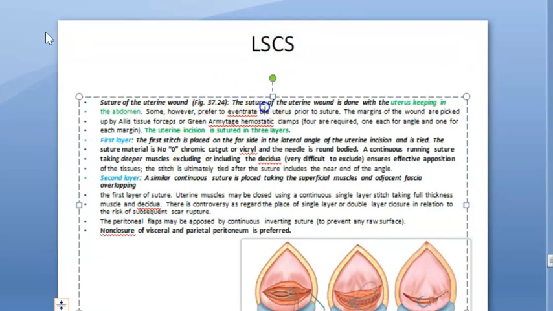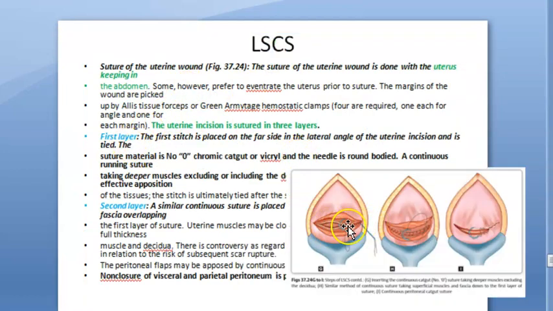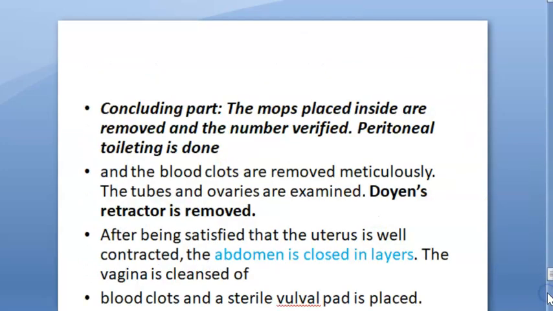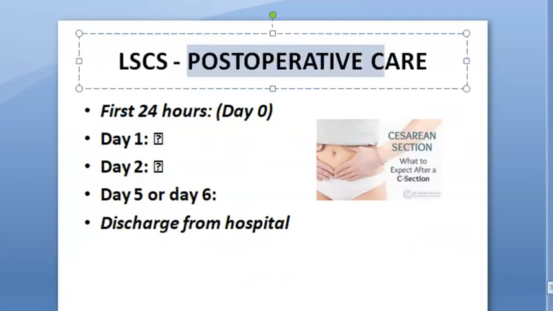You will suture the wound in layers, 3 layers. The first layer for the deeper muscles, continuous suture. Then the second layer for the superficial muscles, again continuous suture. And the third layer for the peritoneum. After doing all this, you will close the abdomen in layers again. Then we have come to post-operative care. So now we are talking about post-operative care.